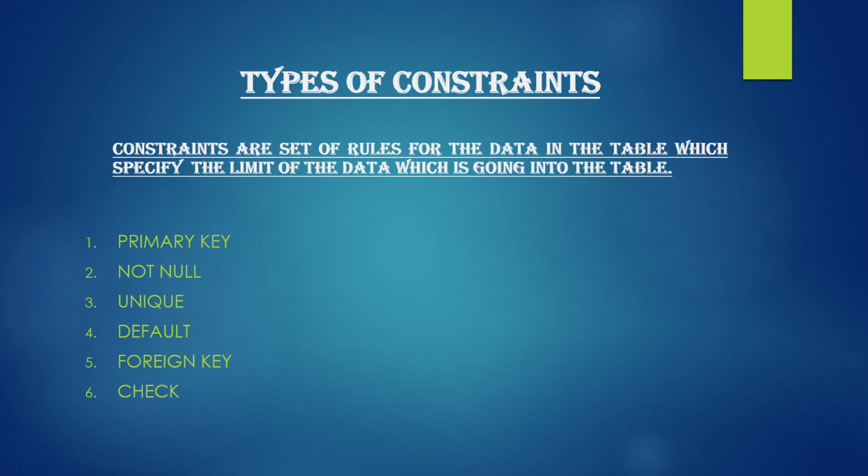Here I am going to discuss six types of constraints. First one is primary key, second one is not null, third one is the unique key, fourth one is the default constraint, fifth one is the foreign key, and sixth one is the check.